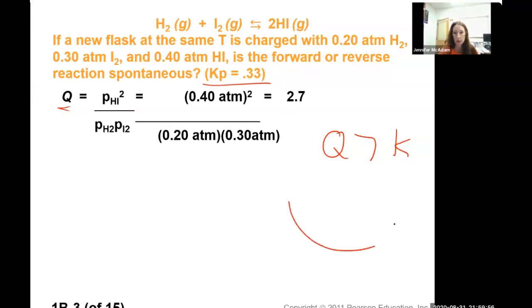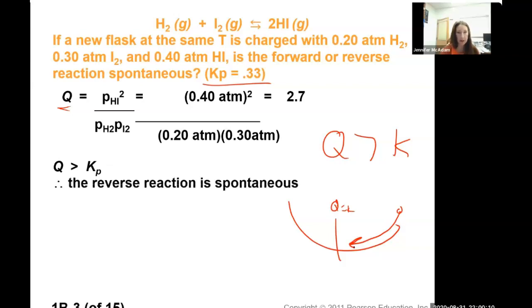So if our Q is greater than our K, here's when they're equal, Q is bigger. It has to go back towards our reactants, which means it's going to spontaneously go backwards. It's going to go towards the reactants to try to establish equilibrium. And so that's how we use Q's and K's.